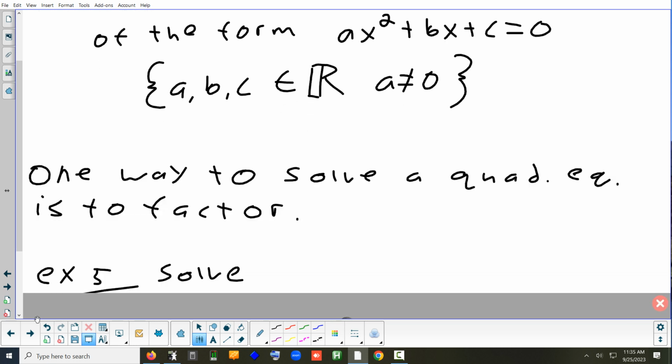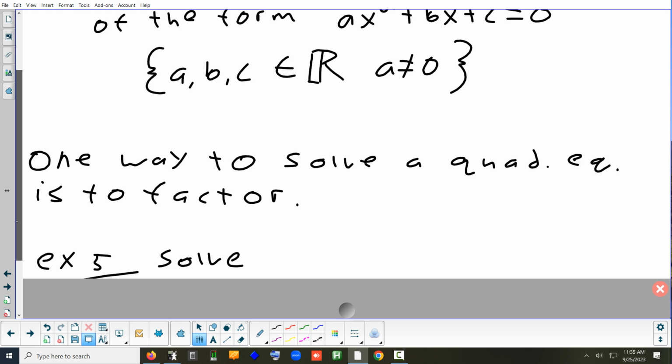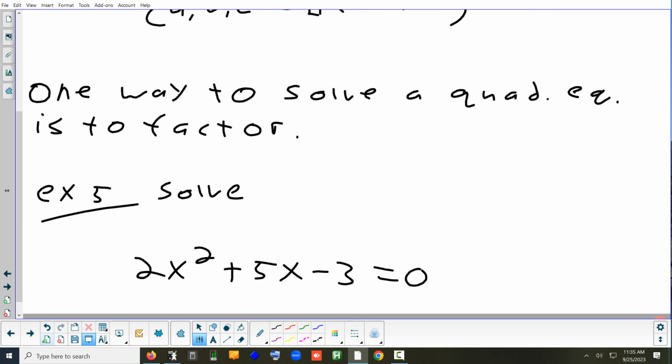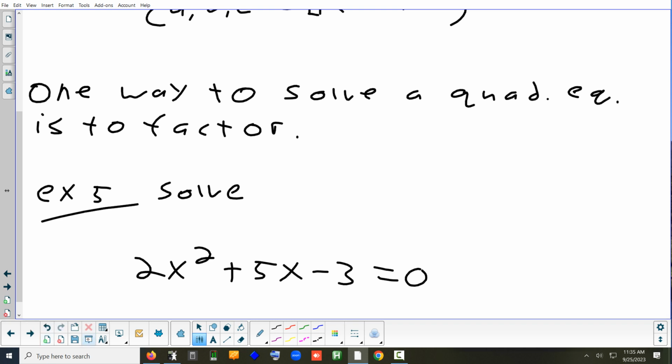One way to solve them, which I think is a pretty quick way: if it factors, you're going to get nice answers, and it's a lot faster than trying to use the quadratic formula. So let's see if we can factor this. 2x squared plus 5x minus 3 equals 0. What's the very first thing you usually write down when you're trying to factor a quadratic?